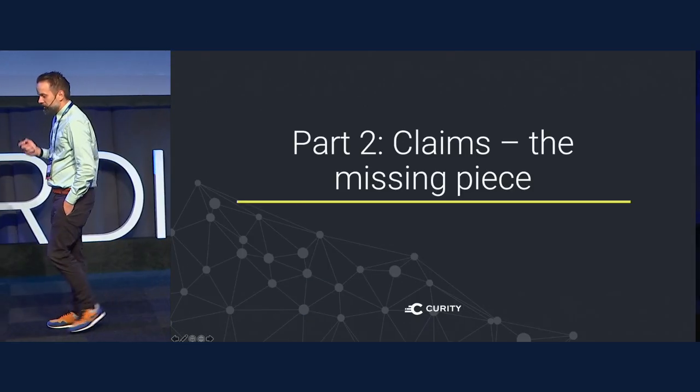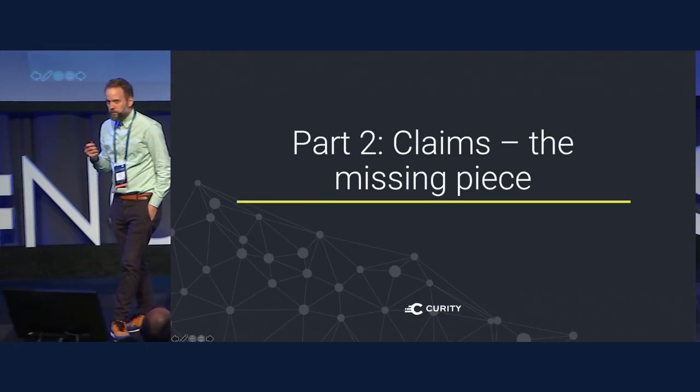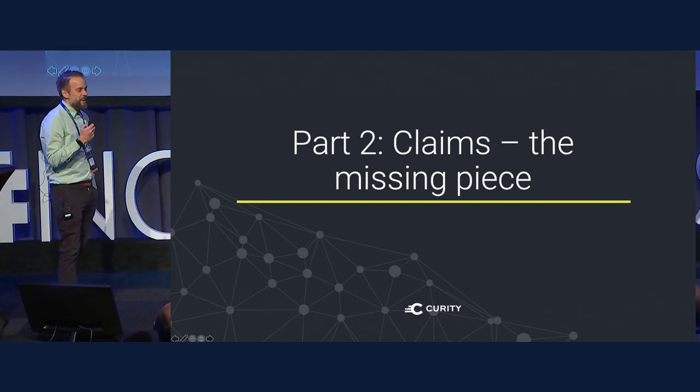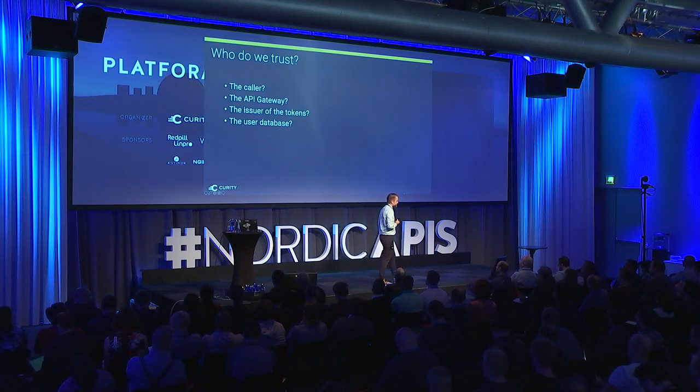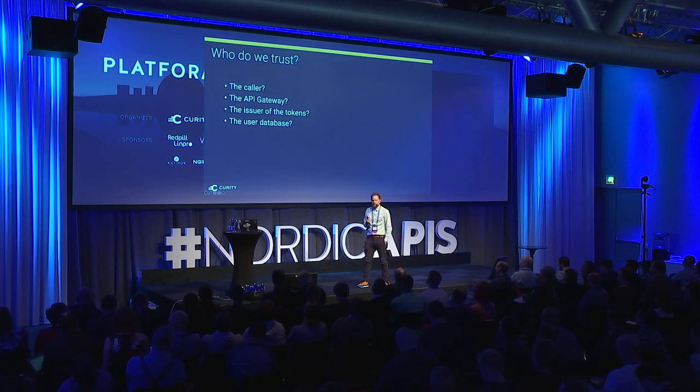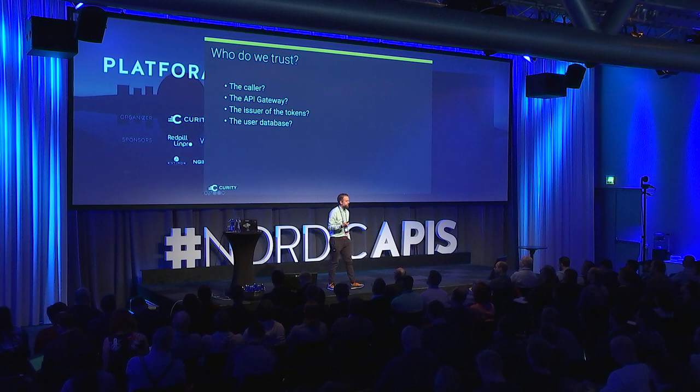So, that was the intro. Claims, the missing piece. Now that we know the problem, we can start diving into the solution. So we need to talk about trust. Who do we trust in our APIs? Do we trust the caller of the API? Do we trust the API gateway?